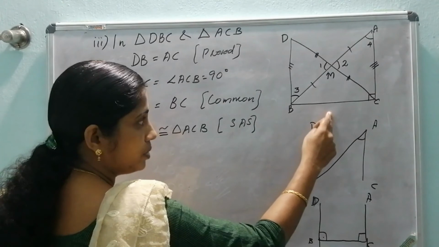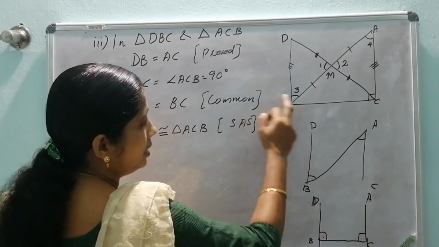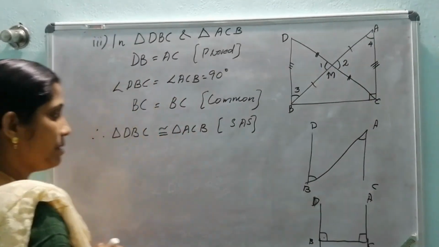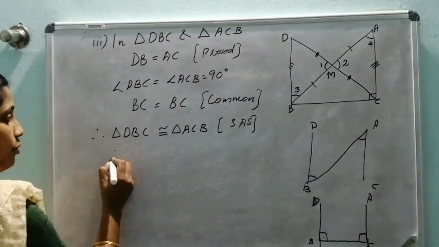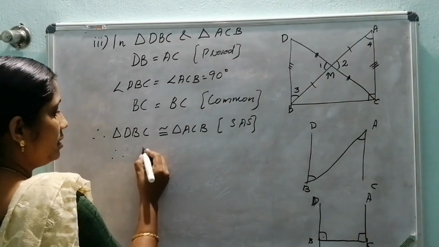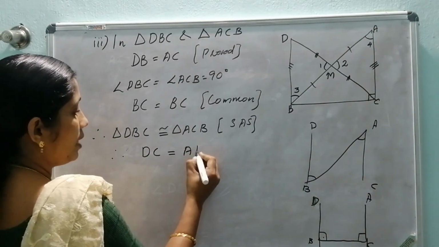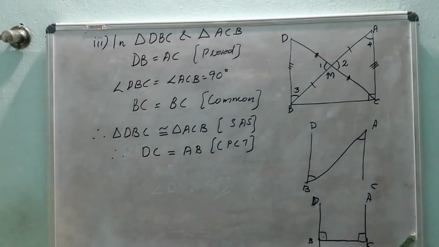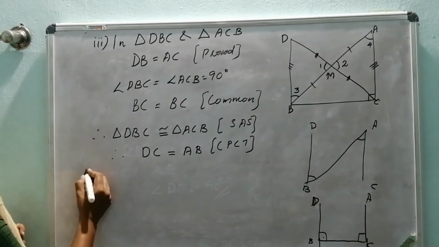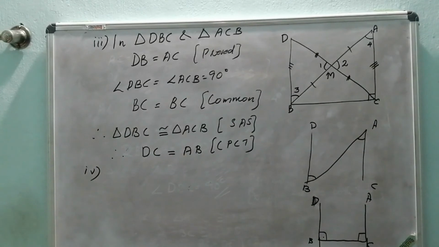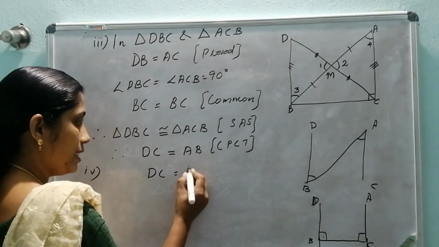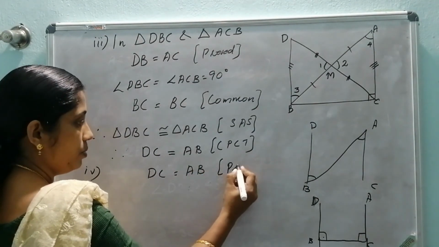Here these two triangles are congruent. We already proved this side is common and this side is equal. Then what about AB and BC? The third side will also be equal by CPCT. Therefore, BC is equal to AB, by CPCT. Then we have to prove the fourth part of the question, CM is equal to half of AB. Since BC is equal to AB, we proved that.